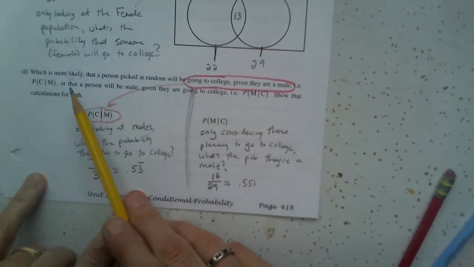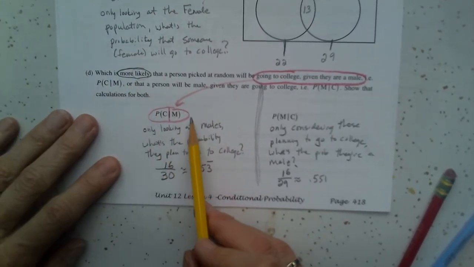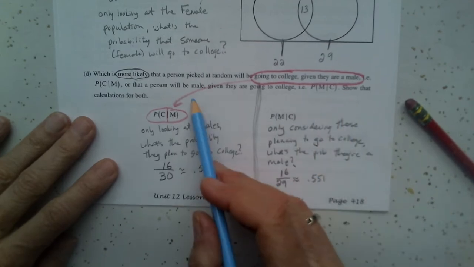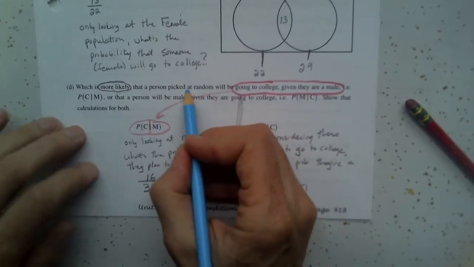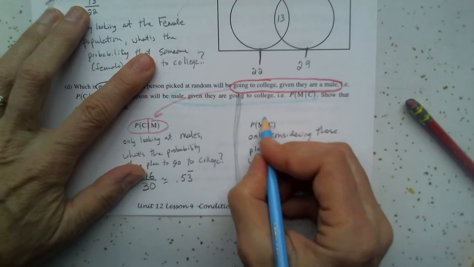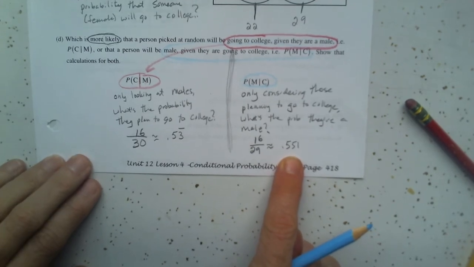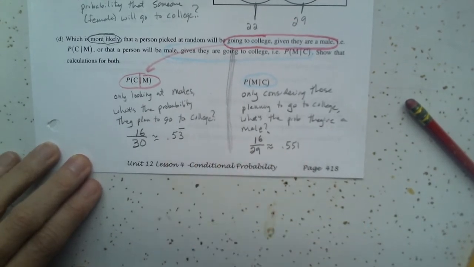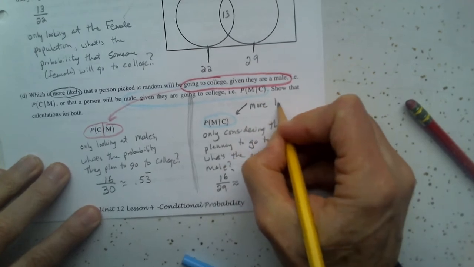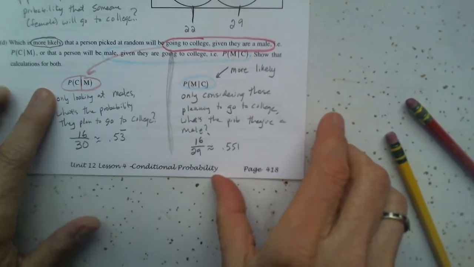So it says, which is more likely? That is the question. Make sure we answer the question. Which is more likely, that a person picked at random will be going to college given that they are male, or that the person will be male given that they're going to college? So that's the other side of this. This is the male given that they are going to college. That's this side right here. Which is more likely? Well, this one is a little bit more likely. This is a 55.1% chance, and this is a 53.3% chance. So this one right here is more likely. Pretty close, very, very close, but this is a little bit more likely to answer the question.